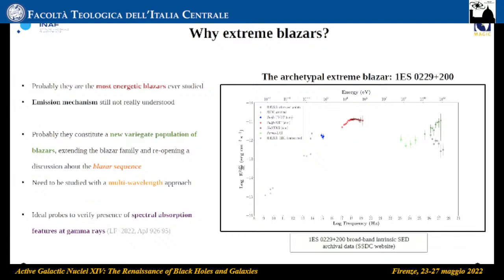And this is something that opens new questions in trying to understand the full framework of these objects. They are also very interesting for several science cases, thanks especially to the gamma ray spectrum. As you see here, this is the archetypal, a typical spectral energy distribution of these blazars. And as you see, the synchrotron hump is peaking at more than several keV. And then the hard spectrum is peaking above several TeV.